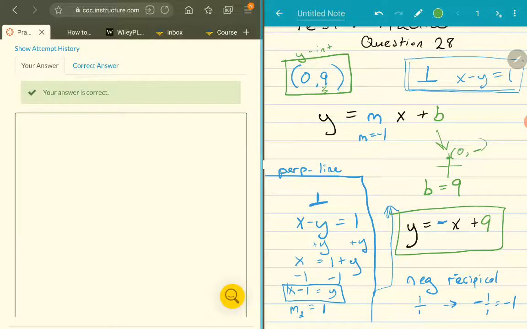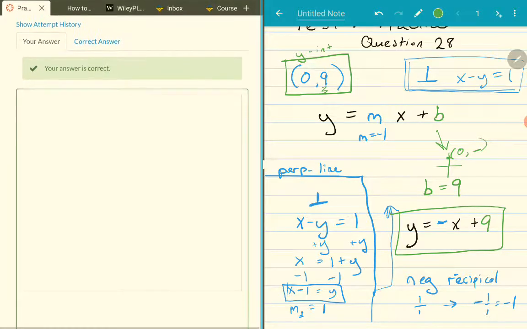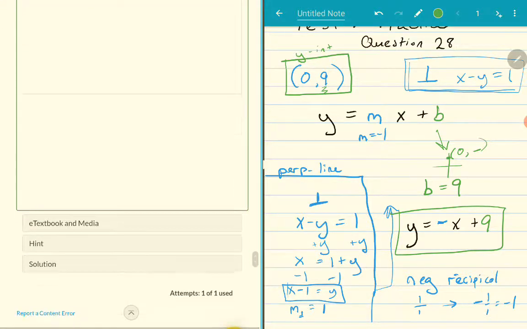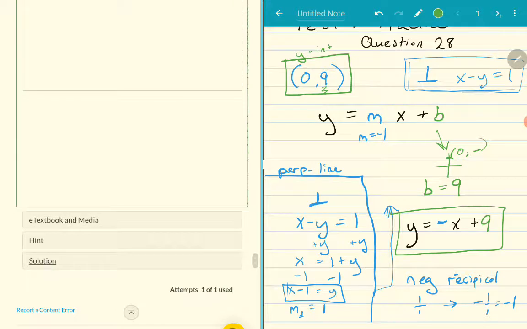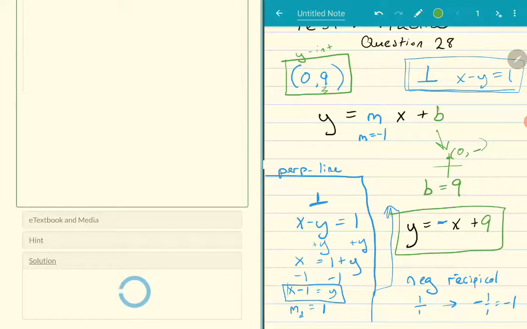I'll get an immediate result because it's a practice test, so I want you to see the immediate result if it's right or wrong. And also you'll get immediate access to the solution. So whether you get it right or wrong, you can review that solution and make sure you understand it.